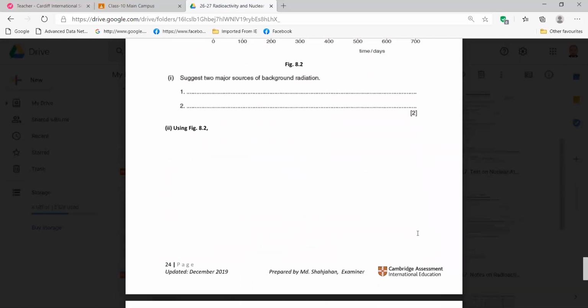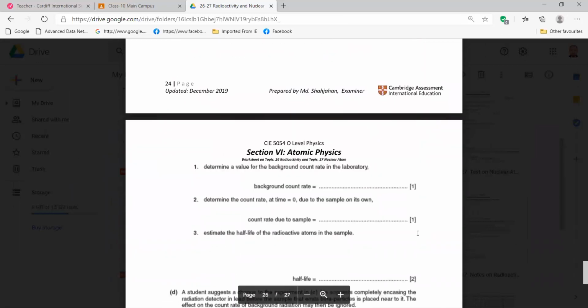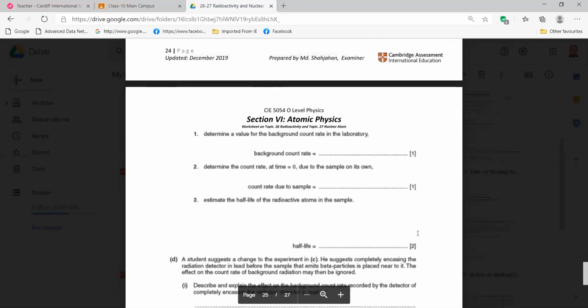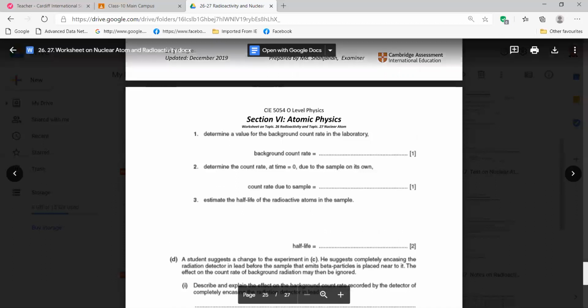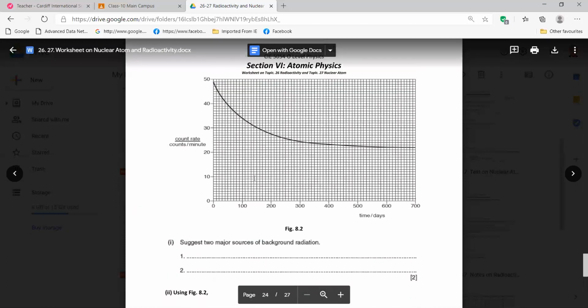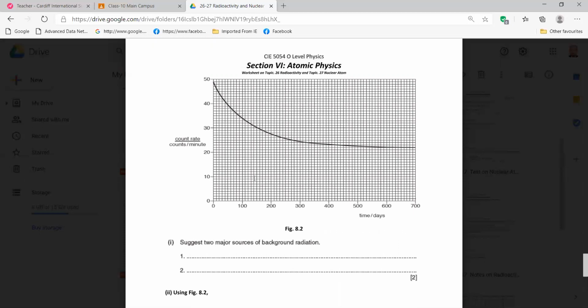Now using figure 8.2, we can find the answers to these questions. The first question is to find the background count rate. 22 counts per minute. Yeah, you got 22 counts per minute. How? I went to the curve where it's just a straight line and then saw the number. Yes, yes. So, Adnan, you understood it. How did she get 22 as the background count from the graph?